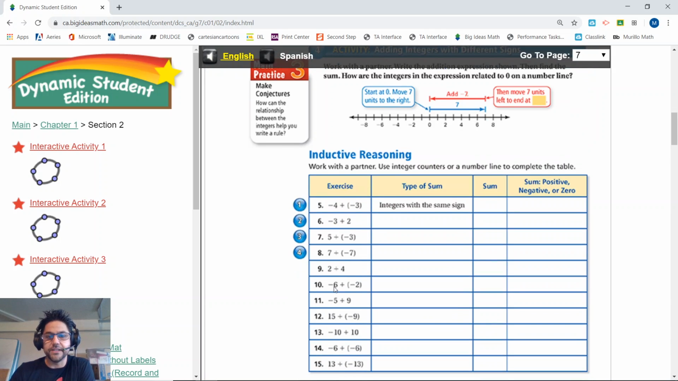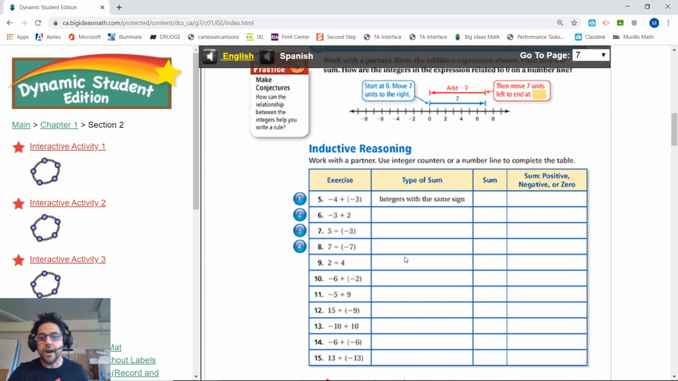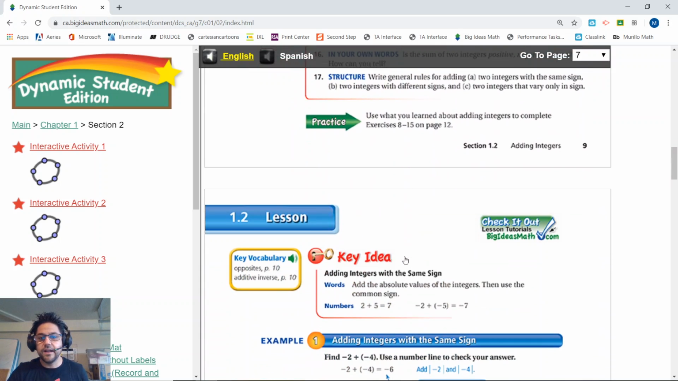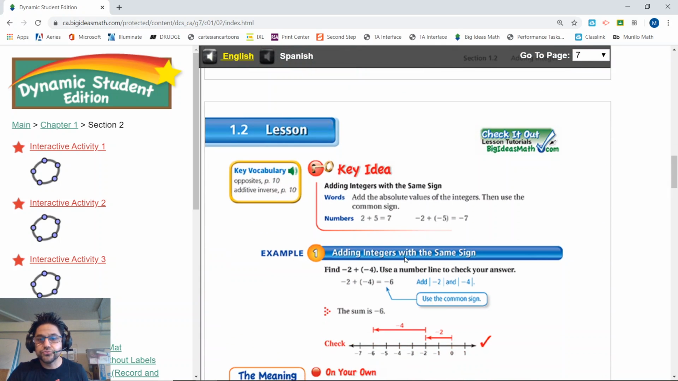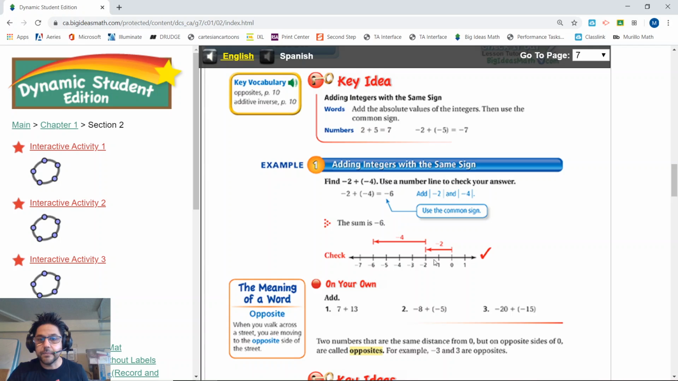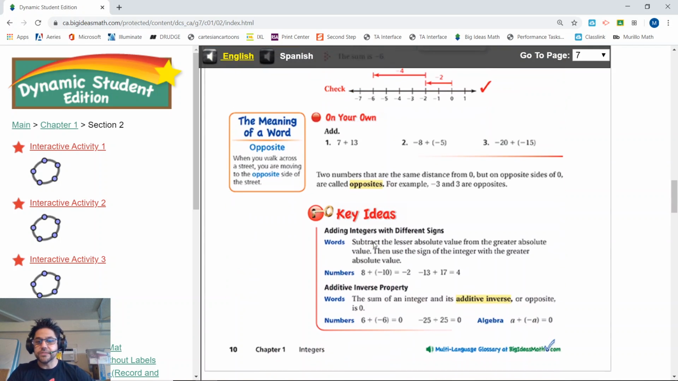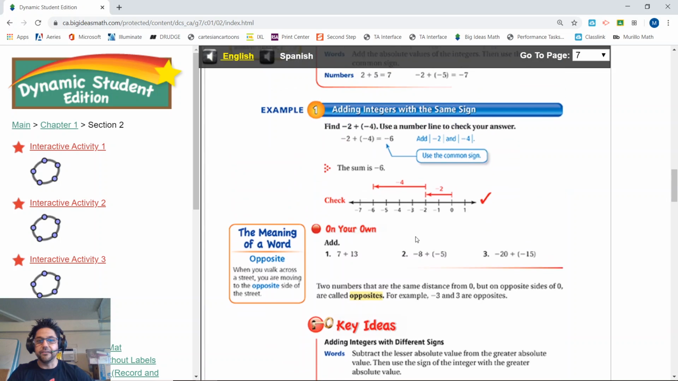So for example, on number 10 here, you start at -6. It says plus -2. Really, you just ignore the plus sign. The -2 really means just go left 2 spaces. So a -6 and a -2 will give you a -8. So you could use your number line if you'd like. Or, if you'd like to, you could use the rules that we talked about right here.